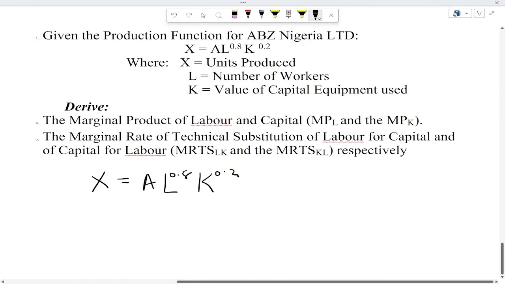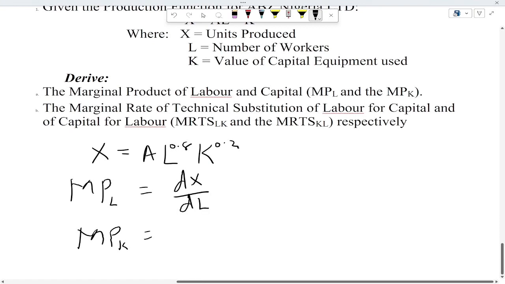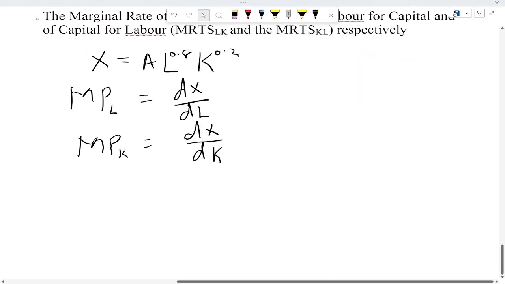Now, your MPL and your MPK, which is marginal product of labor and marginal product of capital, is the same thing as the differential value of the equation, the function x, with respect to L, and MPK is equal to the differential value of the same equation x, but this time with respect to K. So we start by finding the MPL.